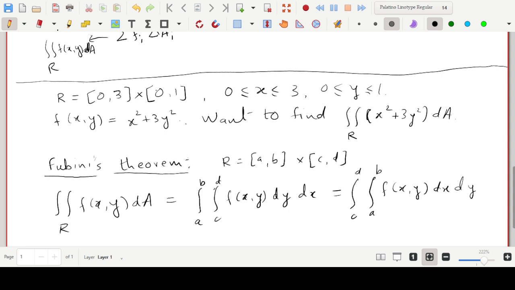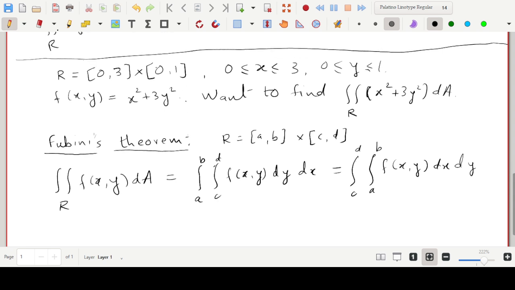So that gives us a very powerful tool, and these are called iterated integrals. This is a double integral, and these are iterated integrals, because this is an iterative process: first integrating with respect to one variable, and then with respect to the second variable.